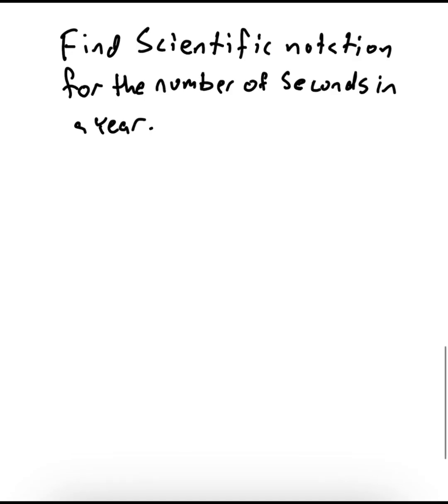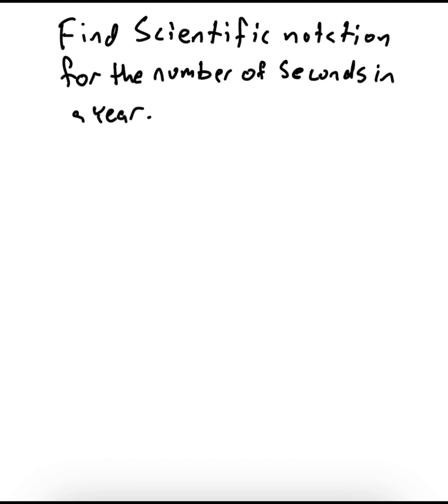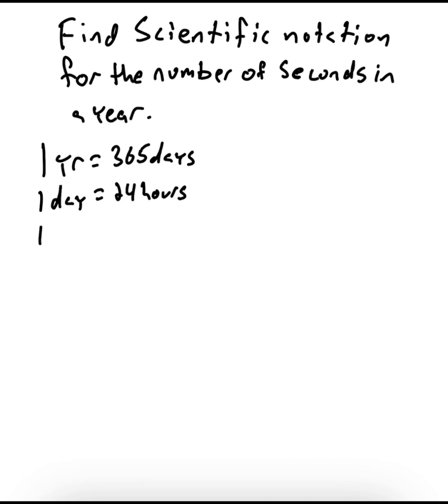So now we've got a word problem. Find the scientific notation for the number of seconds in a year. So first we'll write out all of the things that it takes to get from a year to seconds. So 1 year equals 365 days. 1 day equals 24 hours. 1 hour equals 60 minutes. 1 minute equals 60 seconds.